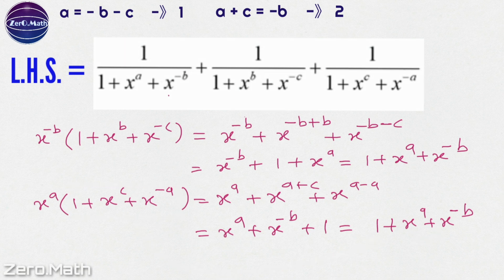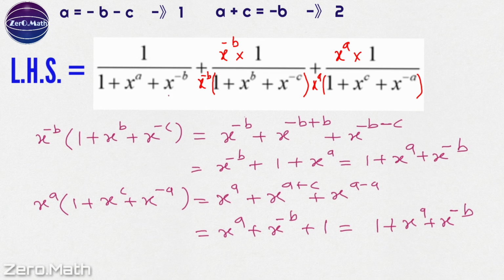You can see we have multiplied term 2, which is in the denominator, by x to the power minus b to convert it to term 1. Since we have multiplied the denominator by x to the power minus b, we will multiply the numerator also by x to the power minus b. Similarly, we have multiplied term 3, which is in the denominator, by x to the power a. So let's multiply the numerator also by x to the power a.